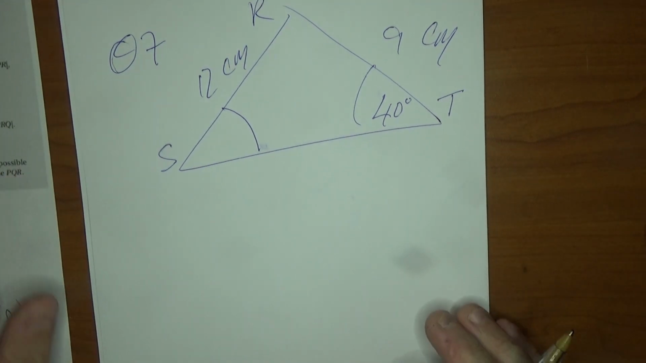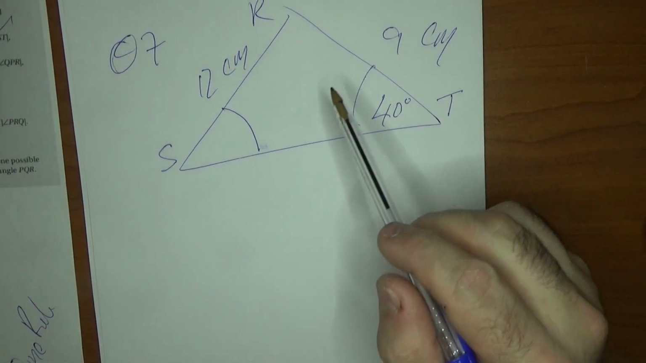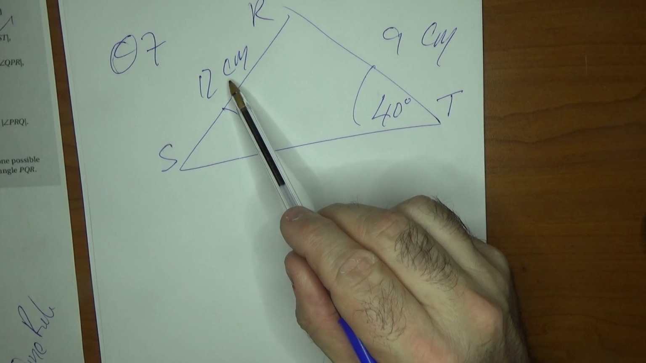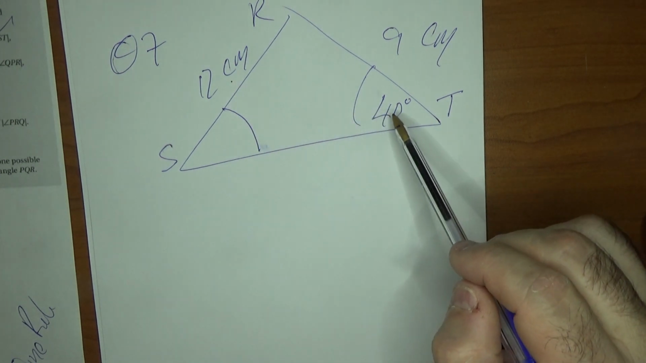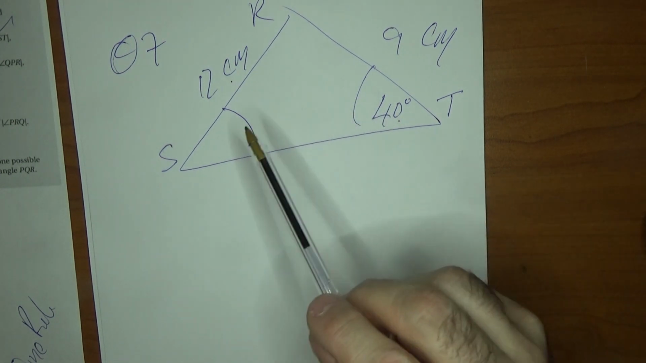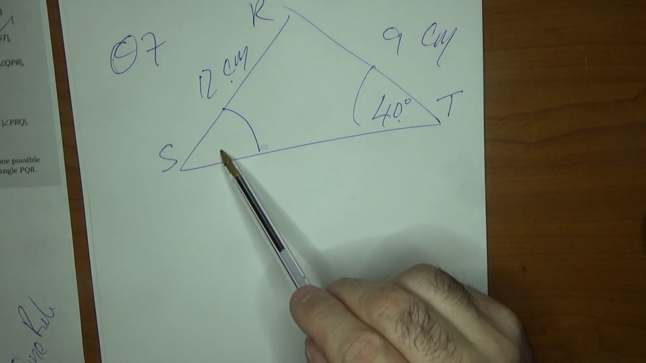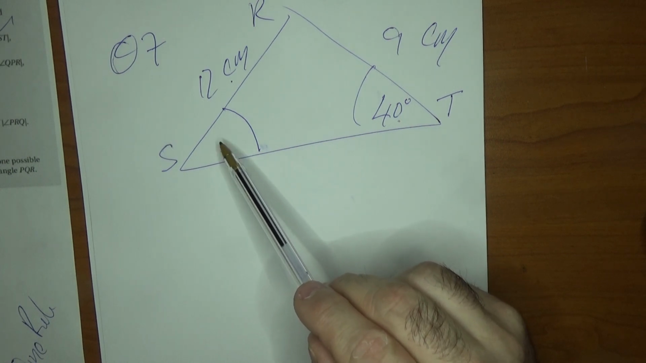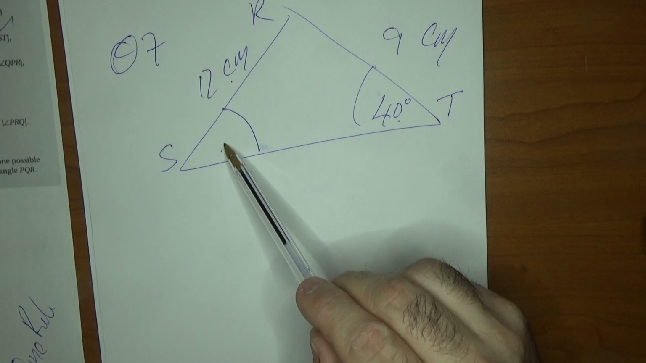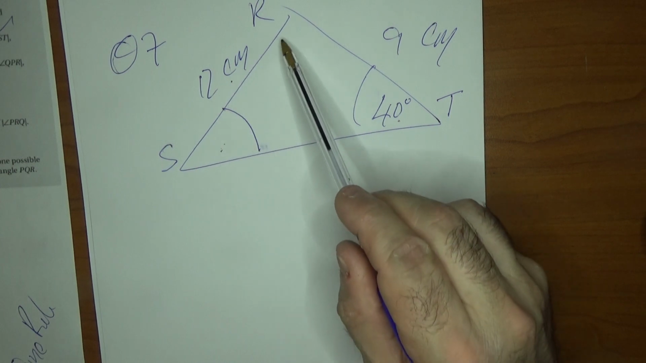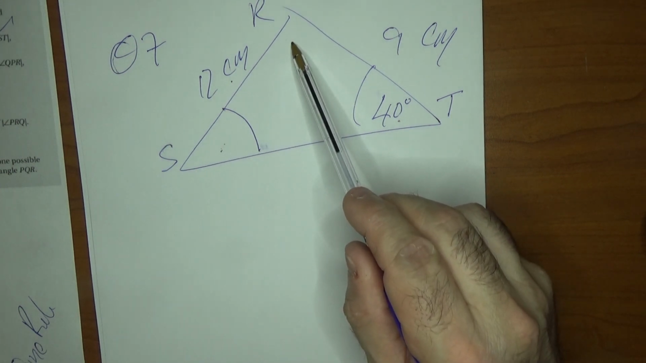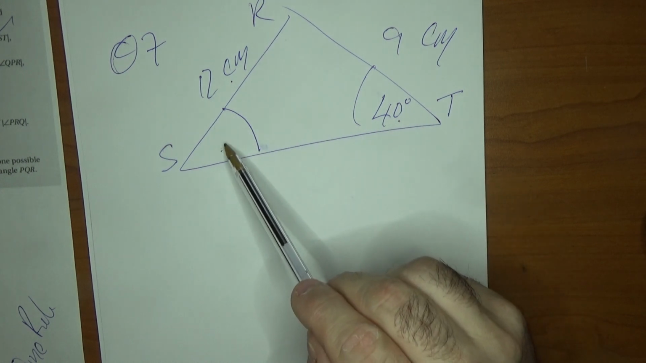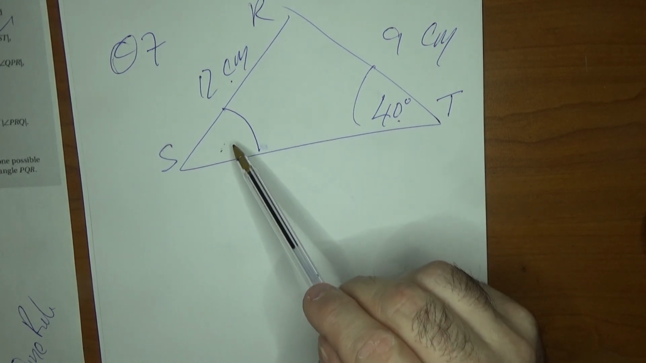So they seem to have told us already there's only one. Let's see how that pans out. 12, this is 40 degrees. This angle here is less than 40 degrees, making this angle here bigger than 100. And you'll find that the possible supplement just doesn't work.